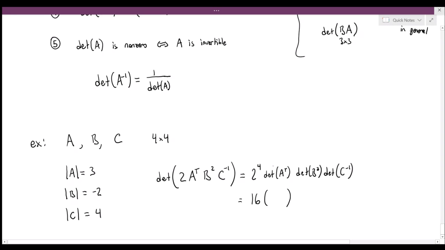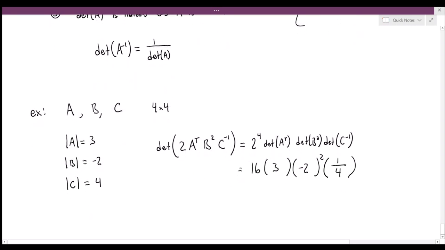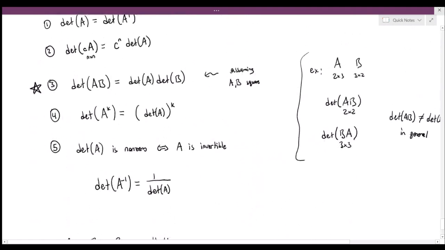And then we know determinant of A transpose is the same as the determinant of A, so that's just 3. Determinant of B squared is determinant of B all squared. And then determinant of C inverse would be 1 over the determinant of C, so 1 over 4. So then I guess these would cancel. So final answer would be 16 times 3, so 48. Okay? So just a really quick example illustrating some of these properties in action.